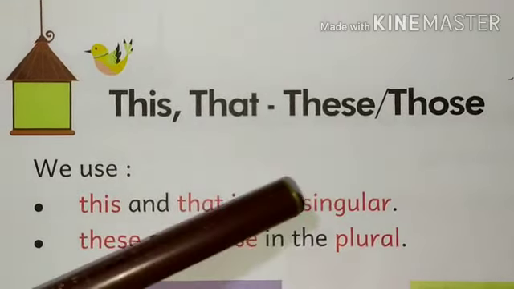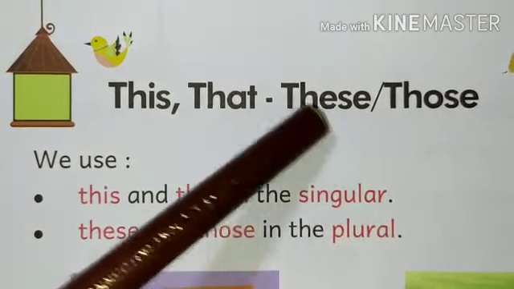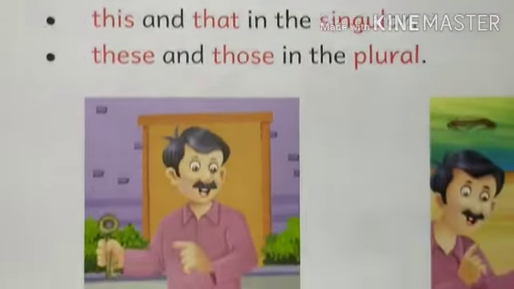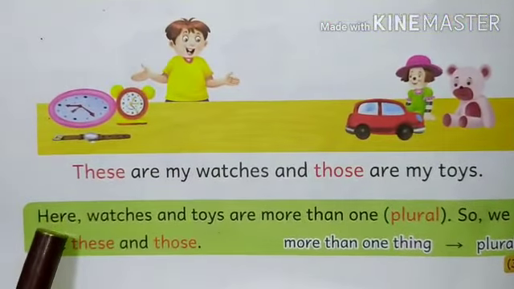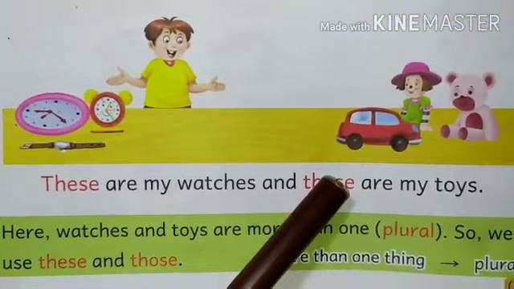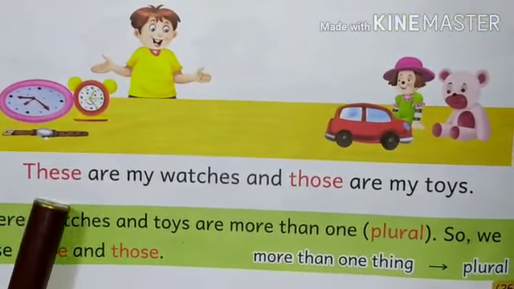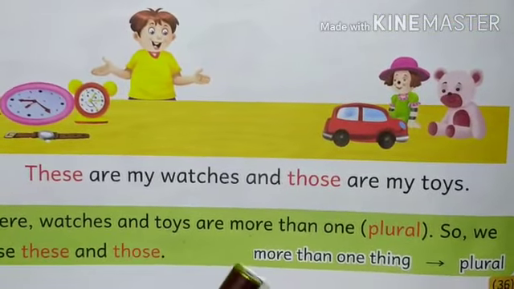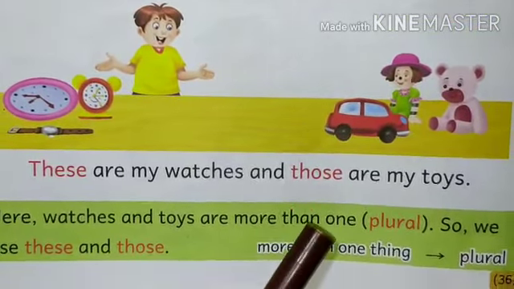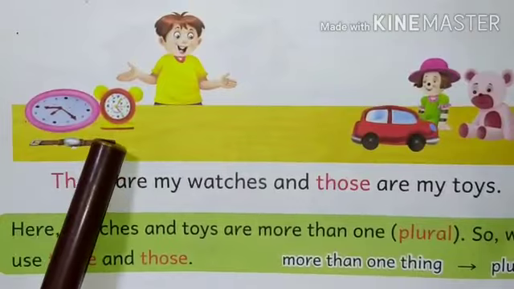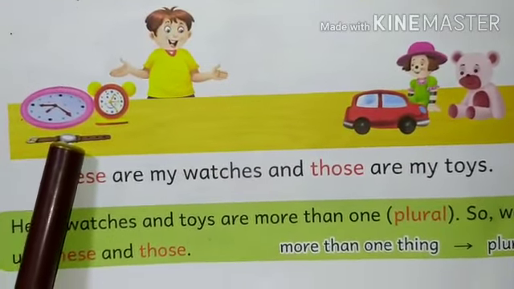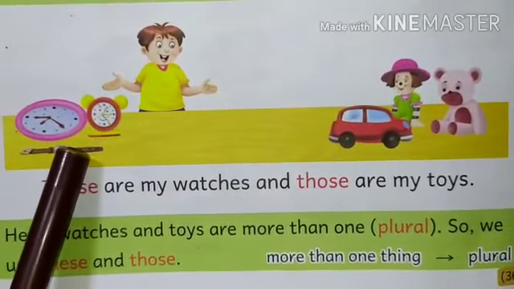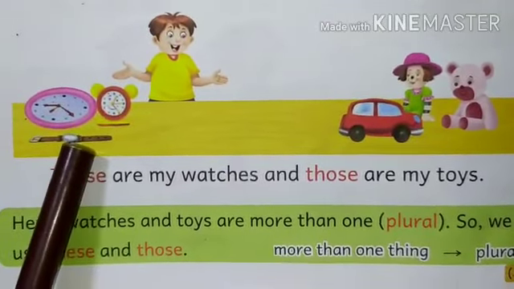Yes children, this week we are going to do these and those. You all know when to use these and those, children? Come on, let us learn something about these and those. These and those are used when we talk about more than one thing. So children, you can see here, watches are there. How many watches are there? 1, 2, 3. Is it one? No. How many? 3 watches are there. It is more than one.